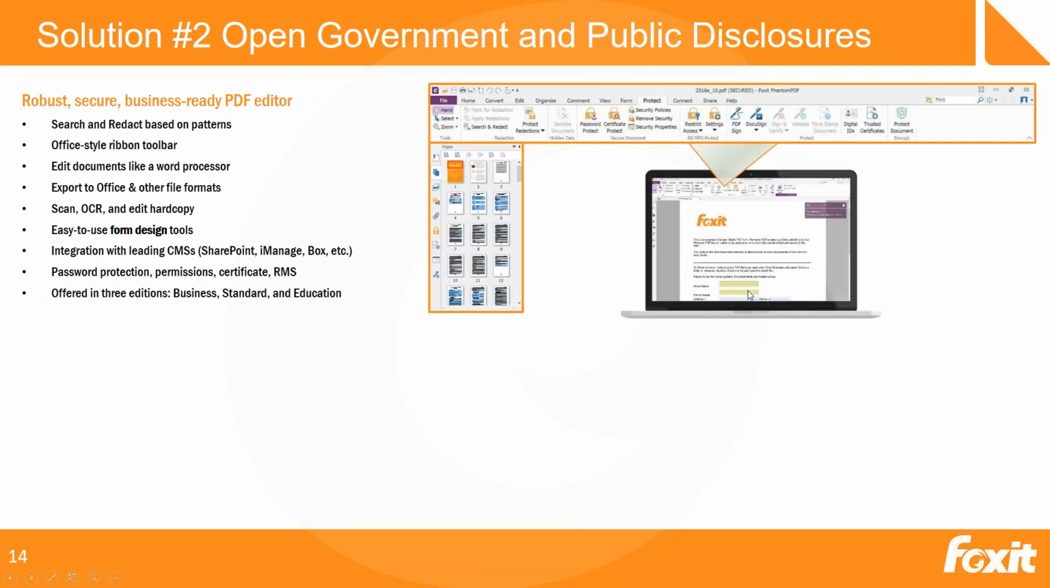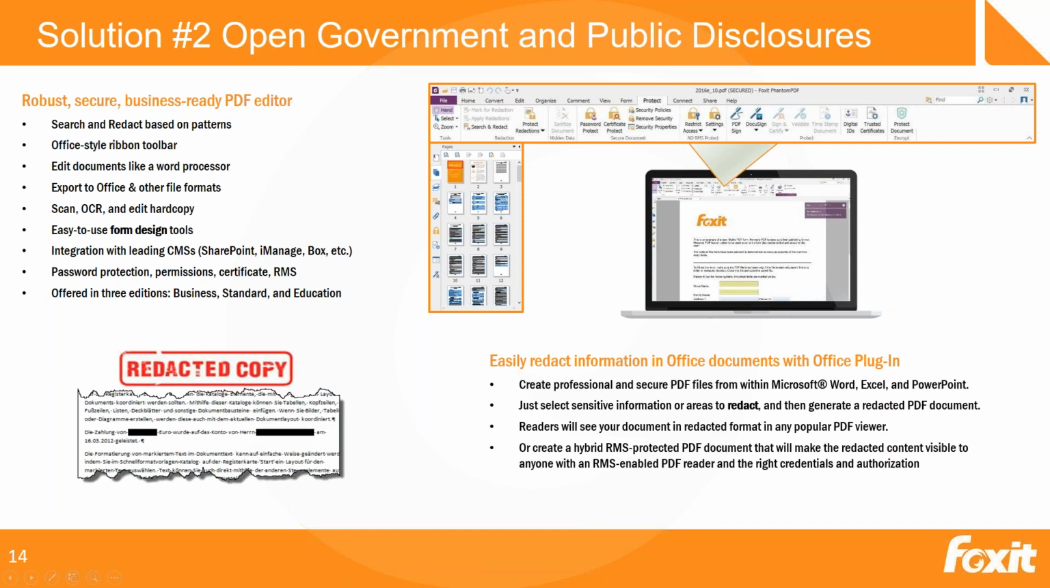and we have the 3 different editions. So you see here, there's the ribbon interface, which I showed you. This is the organize tab, so you can simply drag and drop and move your pages around, delete pages very easily. And then we also have a plug-in into Office, into Word. So you simply select information, and then it creates a redacted PDF. Okay, that's also available.